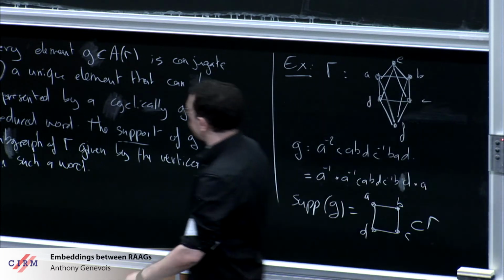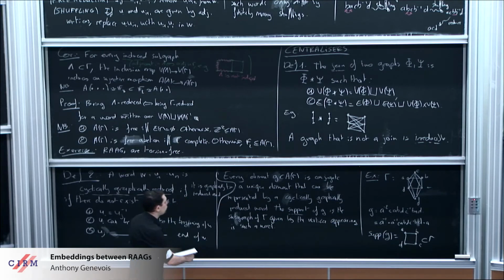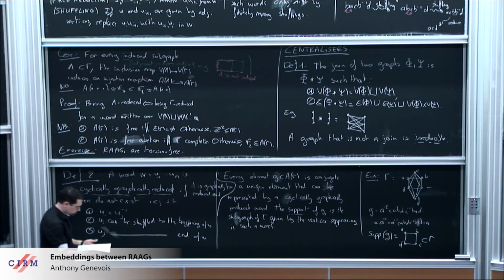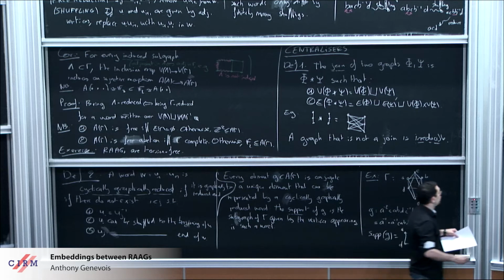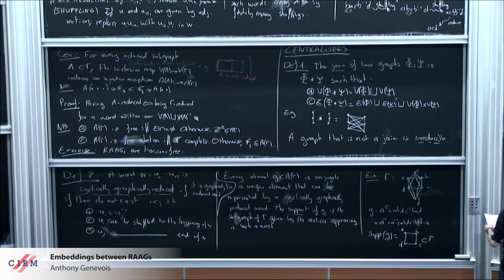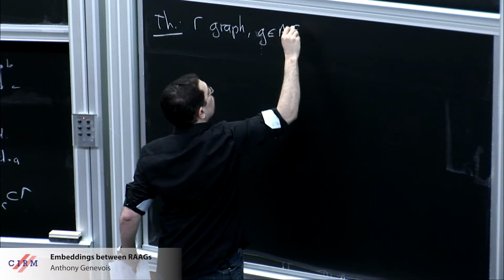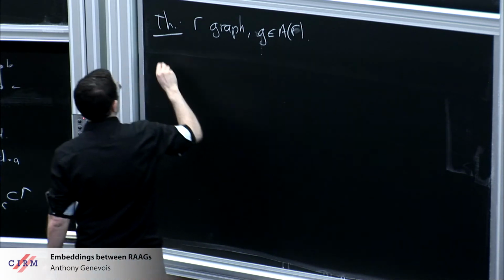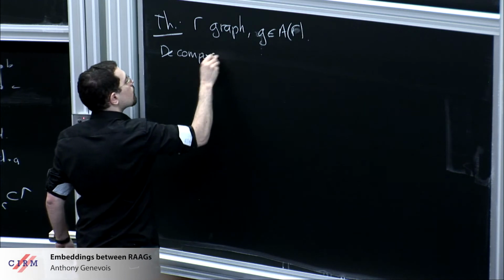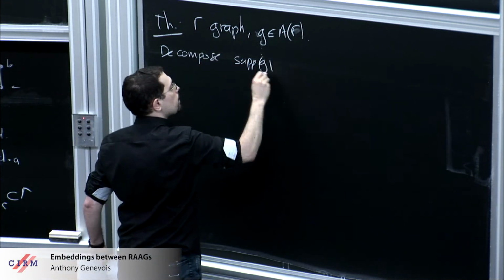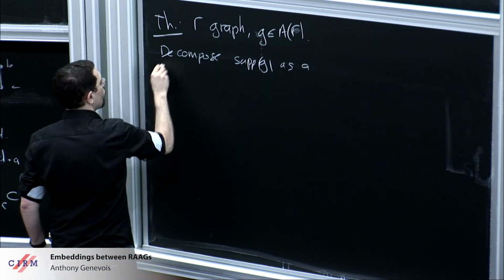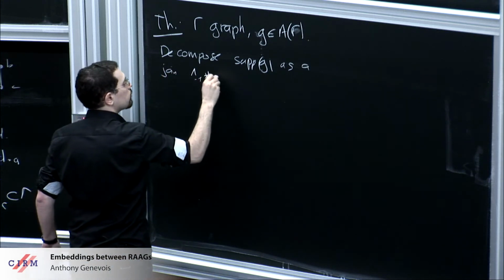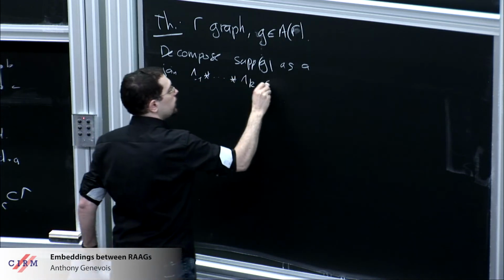Okay, so now from this, I would like to describe the centralizer of an element. There is the following theorem. Gamma is a graph, and G is an element of the right-angled Artin group. First step, decompose the support of G as a join. Let's say lambda 1 to lambda k of irreducible subgraphs.